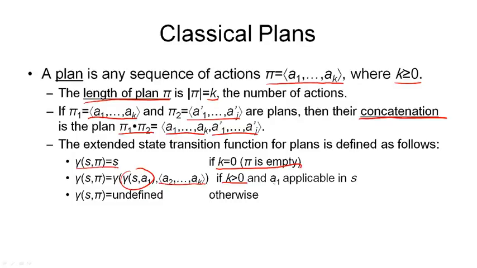For this to be well defined, of course, our action A1, the first action in our plan, must be applicable in the state in which we're trying to apply the plan. In any other case, the state transition function applied to the state and the plan is undefined. So the most important thing to remember here is we define plans simply as sequences of actions. Of course, there are more complex types of plans, but this is what we're looking at here now.